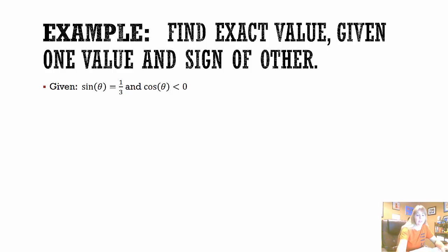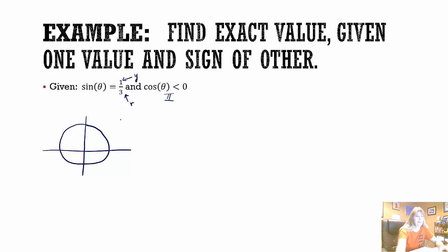I know that the sine is y over r, and the sine is positive, so I know y is positive, so I'm either in quadrant 1 or quadrant 2. But cosine is negative, so that tells me I'm in quadrant 2. So I have a point here, on a pretty good circle.